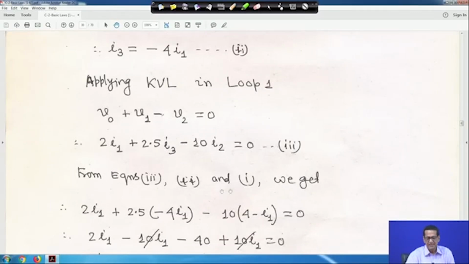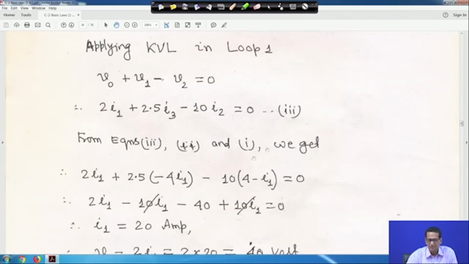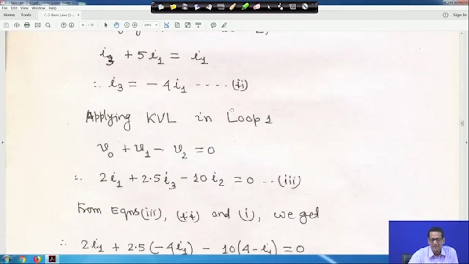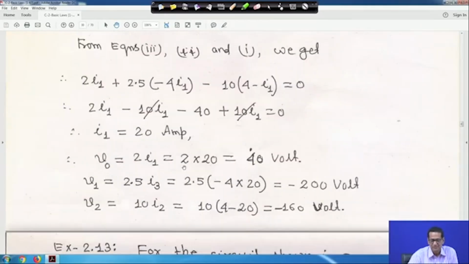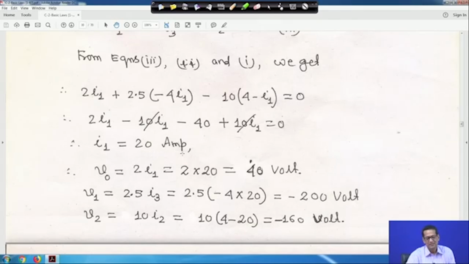Now, from equation 3 and 1 you will get, just manipulate. Equation 1 it is given, equation 3 it is there. So from equation 3 and 1 just substitute, that is all. If you substitute and simplify, you will get I1 is equal to 20 ampere. So this is now understandable to you. There should not be any problem now. From 1 this relationship, from 2 this relationship, and you substitute in 3. After solving you will get I1 is equal to 20 ampere.